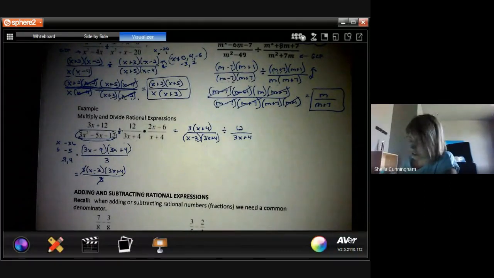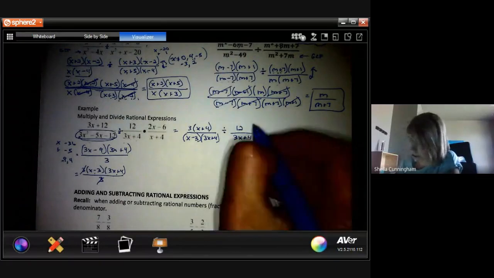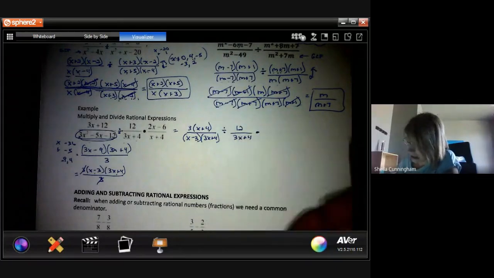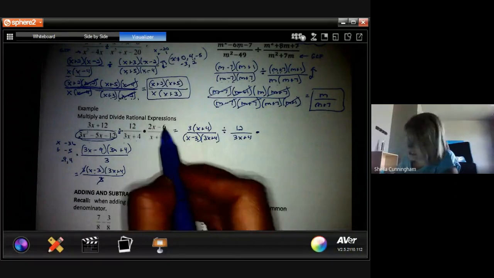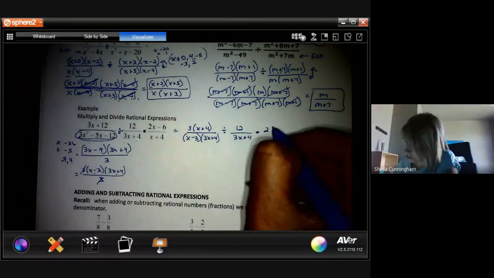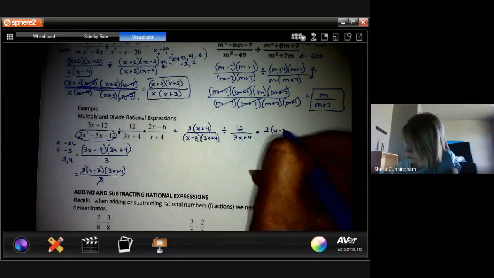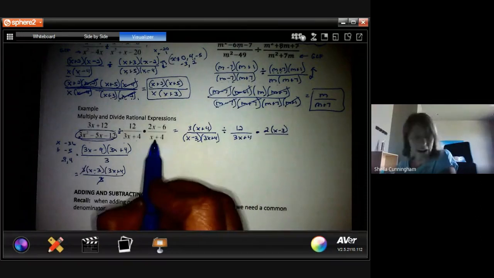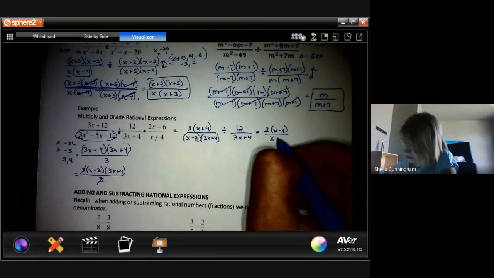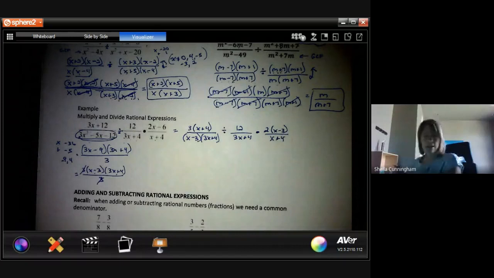So you're going to get a combination, right? Some of them you can factor, some of them you can't. Then the last one, I've got 2x minus 6. That I can factor. I can take a 2 out, and I am left with an x minus 3. And on the bottom, I've got an x plus 4. Can't do anything with that, so I'm just going to leave that one as is.